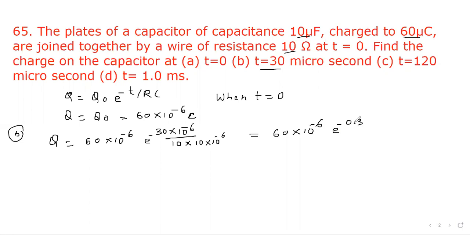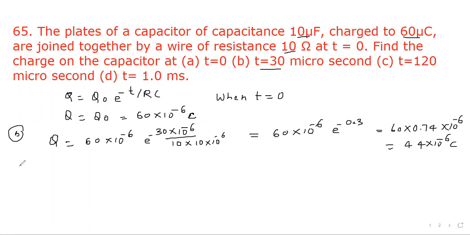And the value of e to the power minus 0.3 is given as 0.74. So 60 into 0.74 into 10 to the power minus 6. So that will be equal to 44 into 10 to the power minus 6 Coulomb.